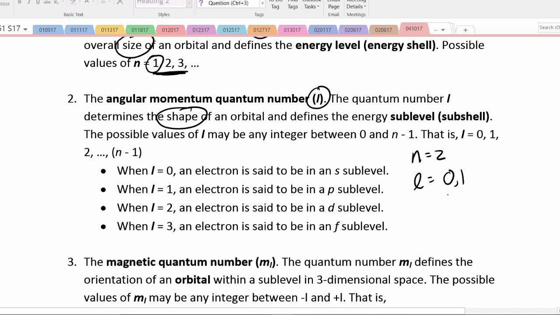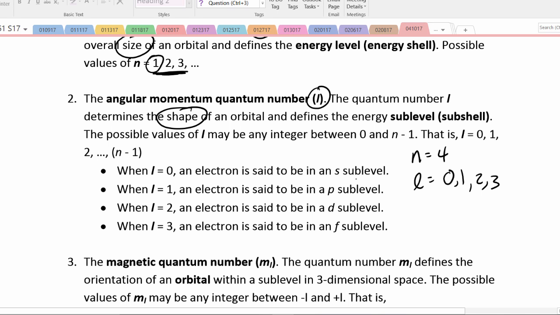If n was equal to 4, then l could have values of 0, 1, 2, or 3. So again, what the rules tell us is that l can have any values that go between 0 and n minus 1, and l determines the shape of the orbitals.